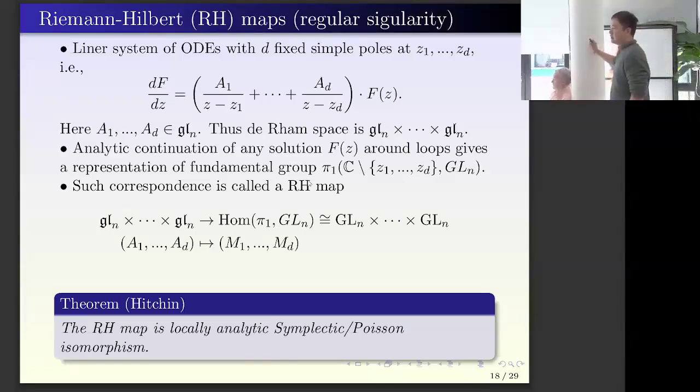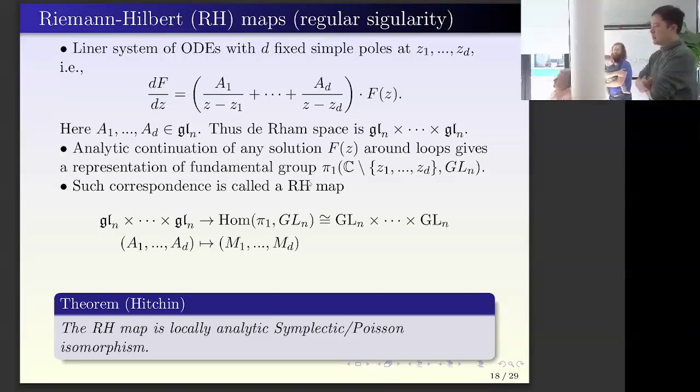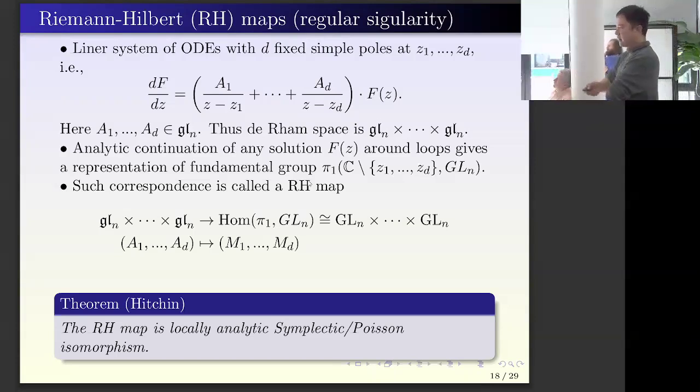But somehow Hitchin in the 80s proved that this Riemann-Hilbert map is not just a map, but also a Poisson map or symplectic map. Actually, the de Rham space is equipped with the famous KKS Poisson structure, while the space of monodromy is equipped with the symplectic or Poisson structure from the Atiyah-Bott construction. And Hitchin proved that this is a Poisson or symplectic map.